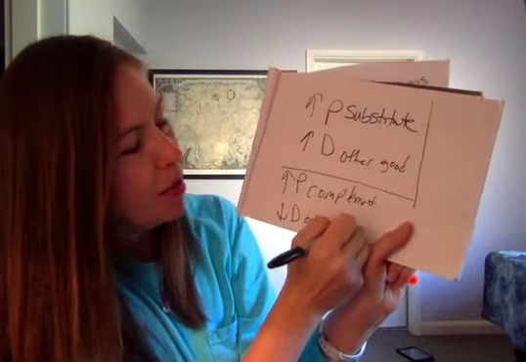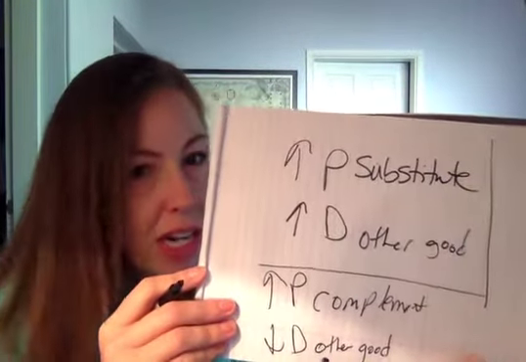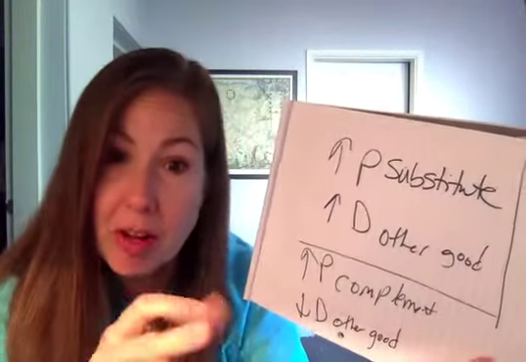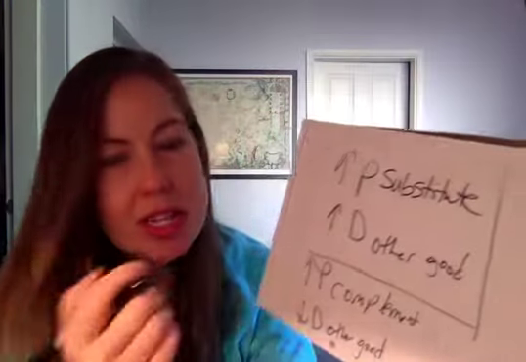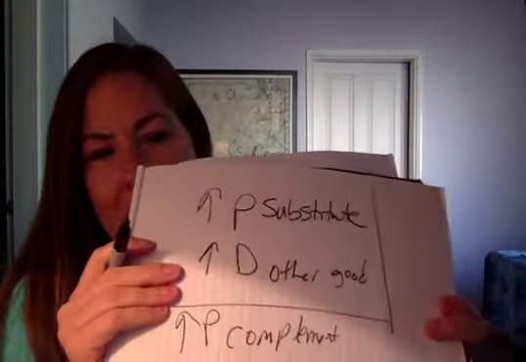A better example of a complement would be something like peanut butter and jelly. So peanut butter is more expensive. I don't need to put jelly in my cart because I'm not buying the peanut butter. Therefore, I don't need the jelly. They're complementary goods. I eat them together. Whereas substitutes, I eat one or the other. So prices changing in substitutes and complements can affect demand.